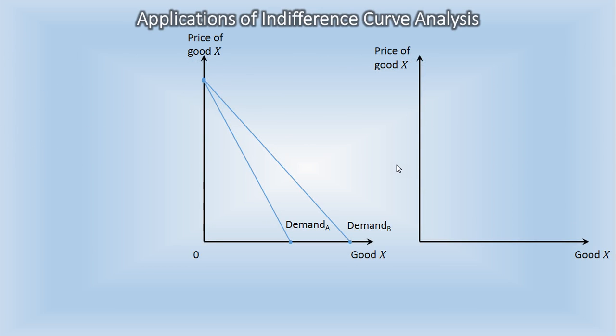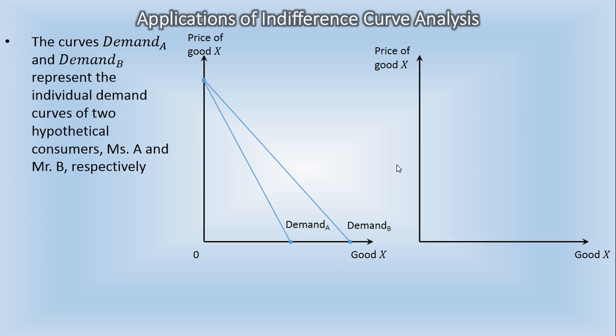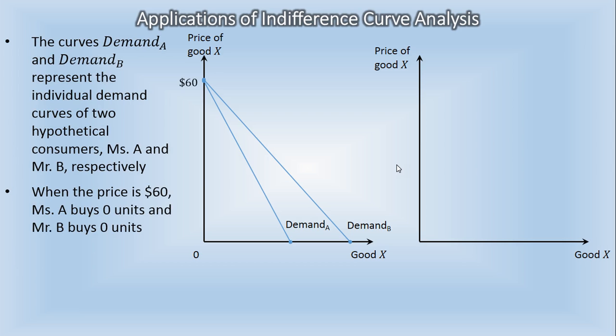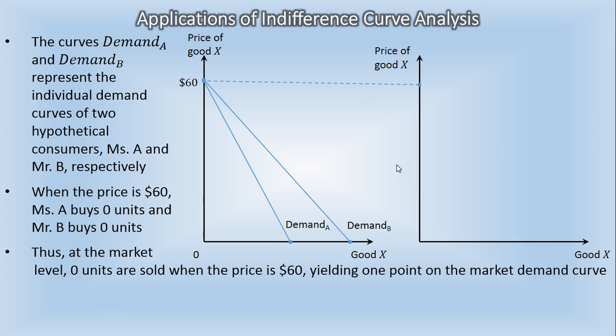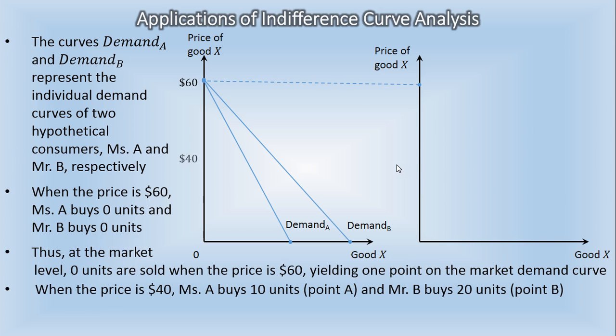So let's say you have some consumer with some preferences that, as a result of changes in price, led to this demand curve. So this is some consumer A. And then we have some other consumer with some other preferences that led to a steeper demand curve, B. So they represent the individual demand curves of two hypothetical consumers, Mrs. A and Mrs. B. When the price is $60, Miss A buys 0 and Miss B buys 0. When the price at the market level is $60, obviously both of them will buy 0. So at $60, it will be 0 for the market demand curve.